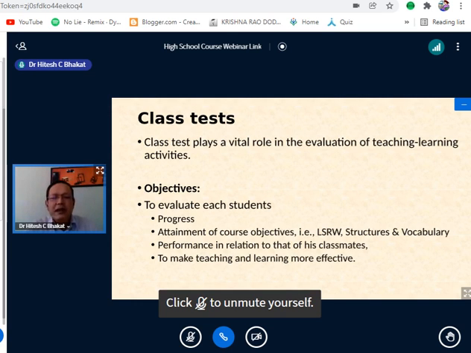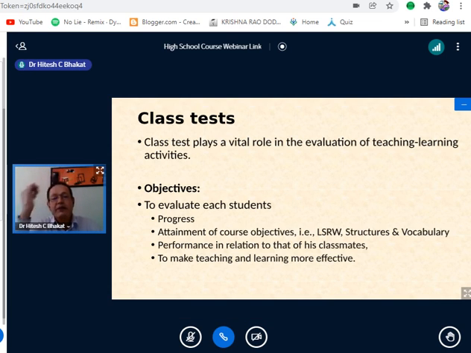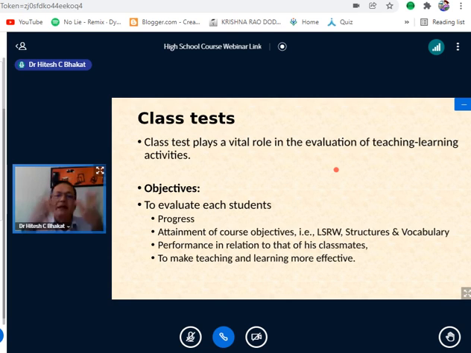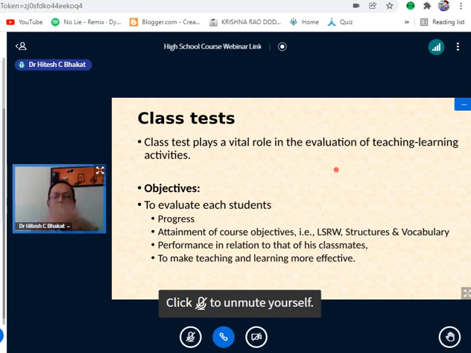Now the next question is the class test. That is called formative evaluation. Let's go back: formative and summative evaluation. I say formative evaluation is to form the learning of the learners. So here we have the class test. The class test plays a vital role in evaluation of teaching-learning activities. We need to focus on the process, not the product. If we fully concentrate on the process and begin the process in the right direction, then the product will automatically happen in the course of time. So we don't need to focus so much on the product. Let us begin with the process.